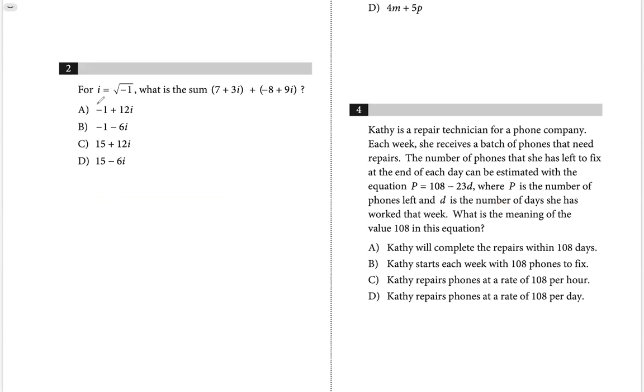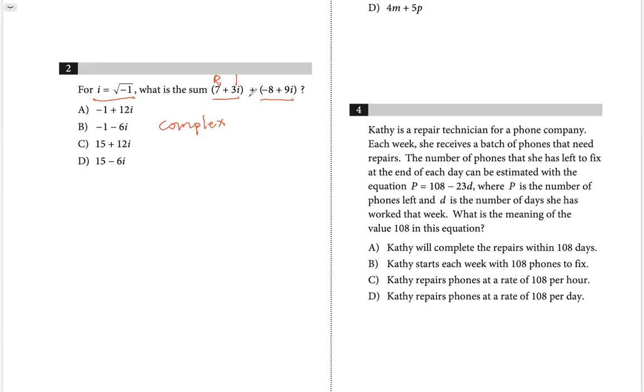So 2, we're given this i, this is called an imaginary number. i equals square root of -1. So in the complex number system, we have an imaginary part, and this is the definition of i. i is an imaginary number with a square root of -1. So what is the sum of this number plus this number? We call this a complex number. The first part is called the real part. And the second one with i, that's the imaginary part.